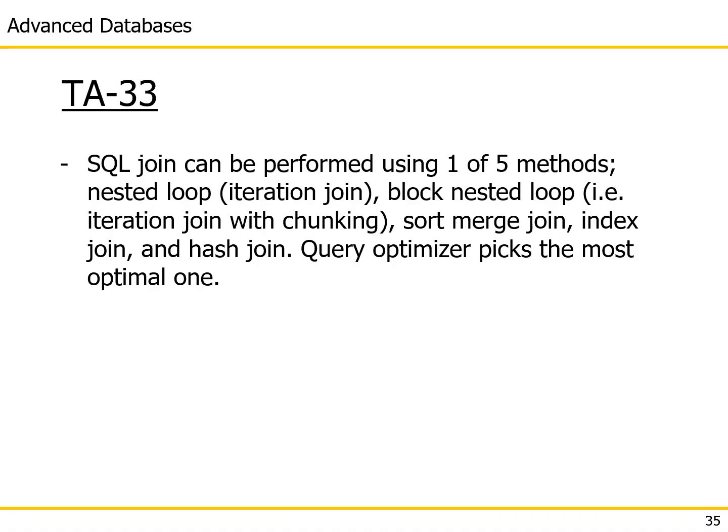SQL join can be performed using one of 5 methods: nested loop, iteration join, block nested loop, iteration join with chunking, sort merge join, index join, and hash join. Here I'm differentiating between the 2 types of iteration join, whether you're using chunking or you're not using chunking, because in your textbook, this is how it's spelled out. If we talk about just nested loop, that means there's no chunking. If I talk about block nested loop, that means I have chunking involved in the iteration.